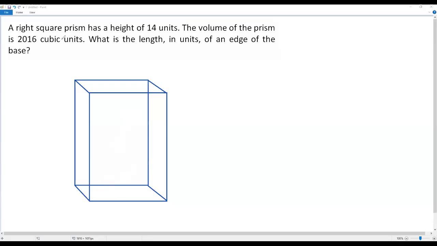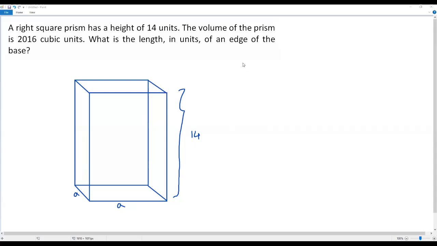Actually the base is a square because it's a right square prism. So the edge is nothing but the side length of the square base. Let's assume A as the length of each side of the square base. So I have to find the value of this A. Okay, so here the height of the prism is given, that is 14 units. And also we have the volume of the prism, that is 2016 cubic units.